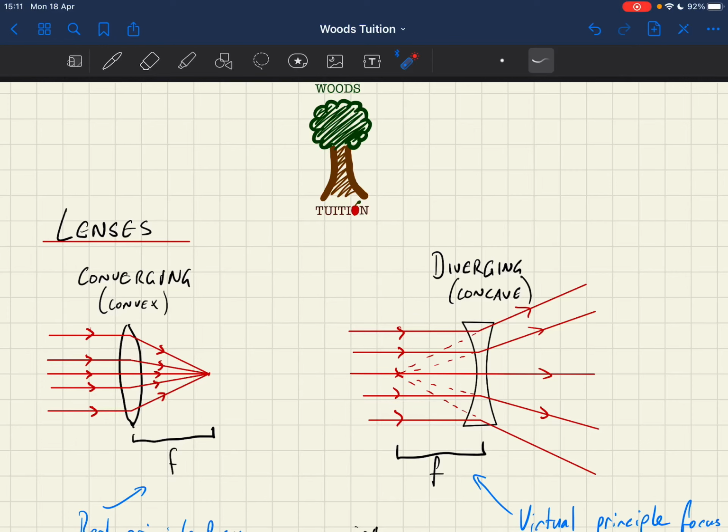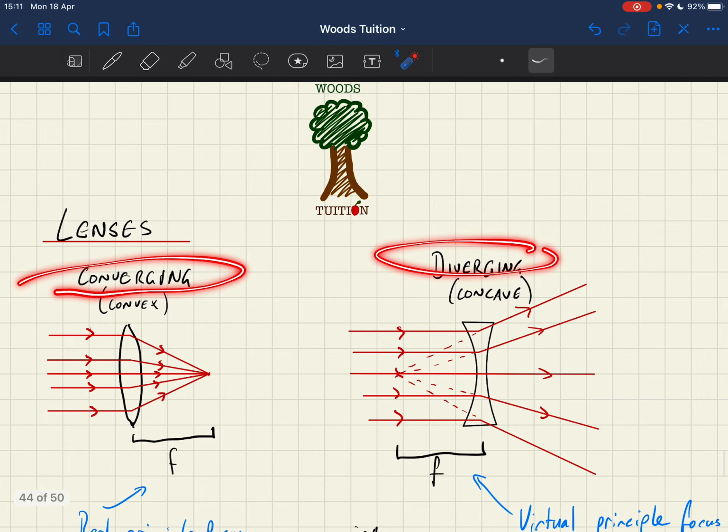Today we're going to be talking about lenses. So there are two types of lenses. There is a converging lens and a diverging lens. Converging lens can also be known as convex and diverging can also be known as concave. I'm just going to be referring to them as converging and diverging.